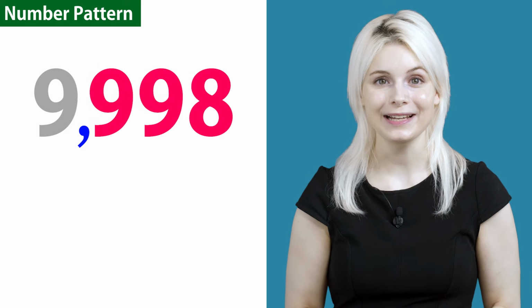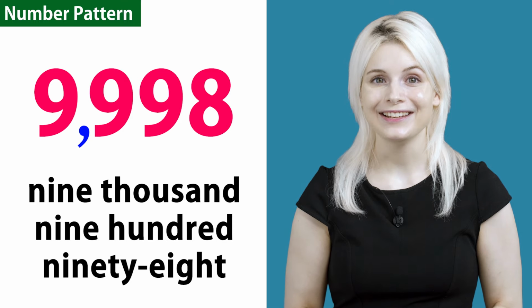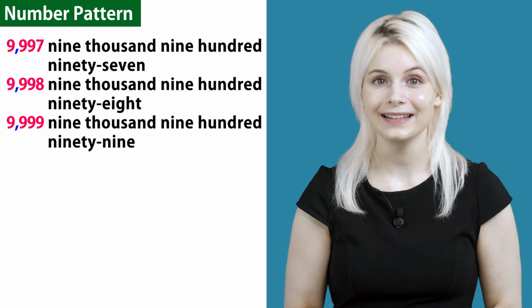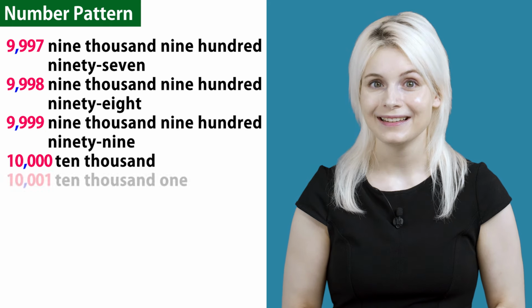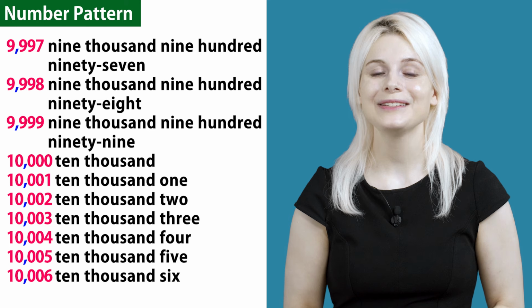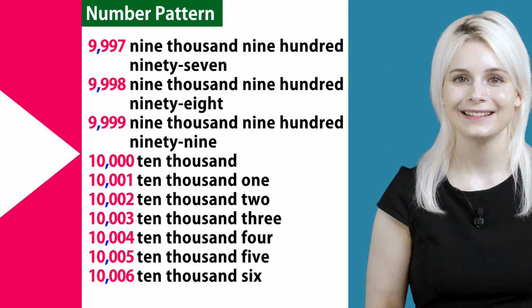And one more. 1, 2, 3, comma, 9,998. Next would be 9,999, and then 10,000. 10,001, and so on. Let's move on to some extra number practice.